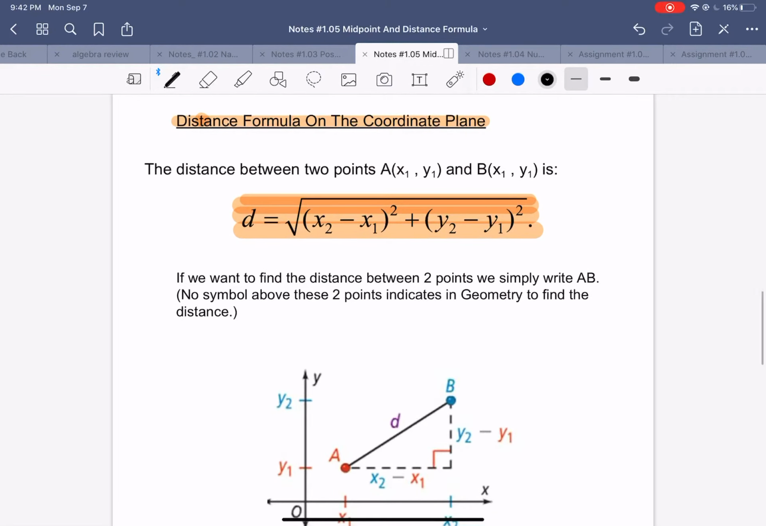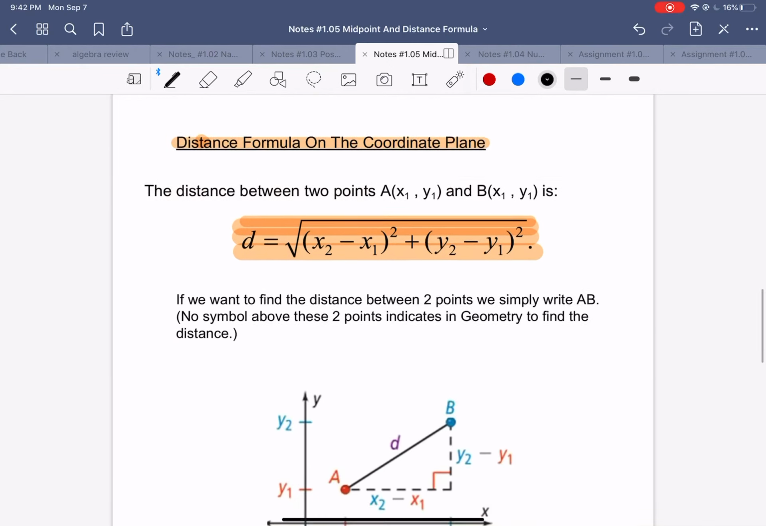All right, last thing we're going to talk about, distance on a coordinate plane. There is a distance formula you will use. Same thing like we did with the midpoint. You're going to label your coordinates, x1, y1, x2, y2. Okay, so let's talk about it.